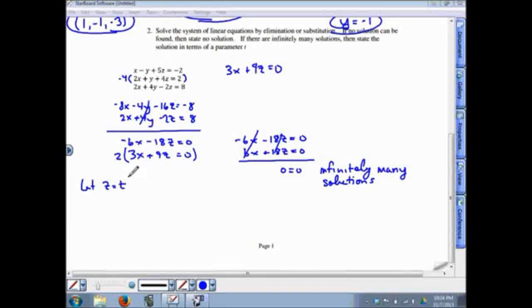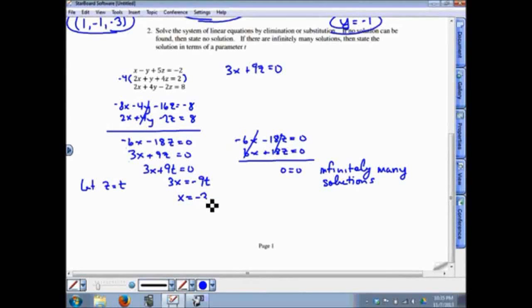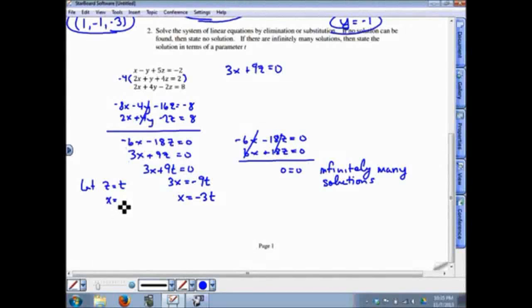So now that we know that z equals t, we can go back up into this equation here to find the value of x in terms of t. So if z is equal to t, then 9 times z is equal to 9 times t. So 3x plus 9t is equal to 0. Subtract 9t on both sides and you get 3x equals negative 9t. Divide by 3 and get x equals negative 3t.